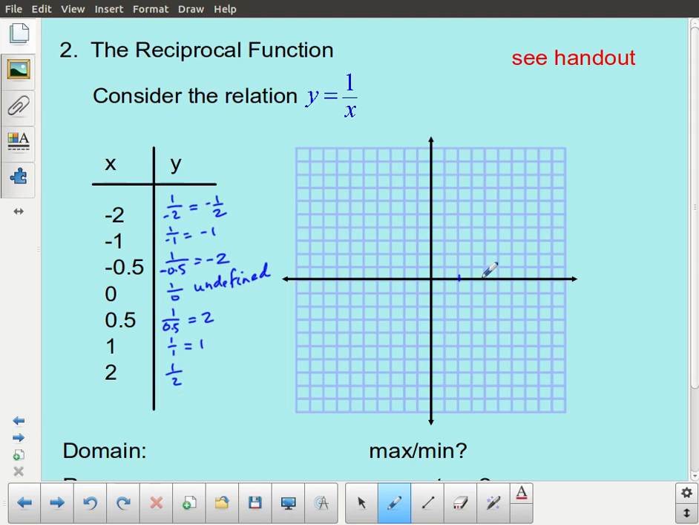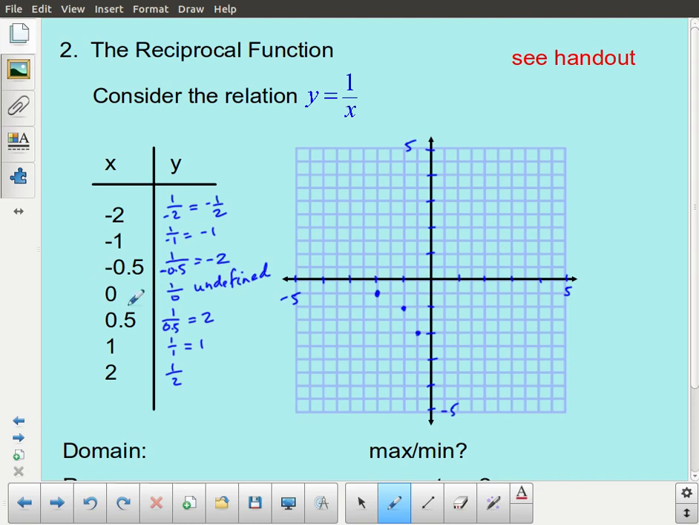So let's go ahead and put a scale on here. 1, 2, 3, 4, out to 5. 1, 2, 3, 4, out to 5. -1, -2, -3, -4, out to -5. And -1, -2, -3, -4, and -5. When x equals -2, y is equal to -1/2. When x equals -1, y is -1. And when x equals -1/2, y is equal to -2.